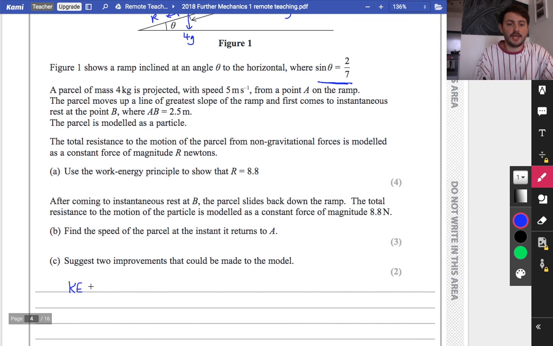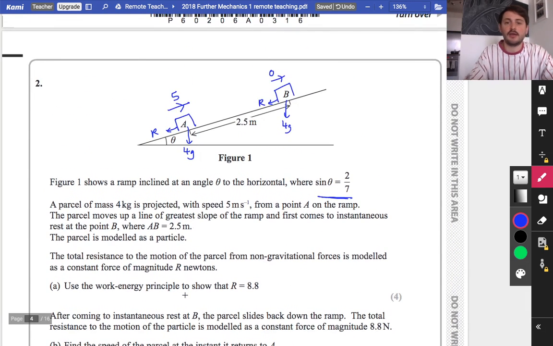The kinetic energy at A is going to be spent on two things. It's going to be spent on converting it to the gravitational potential energy at B, and it's going to be spent on the work done against the resistance, but I'm still going to call it the friction here. So the kinetic energy at A is a half times the mass times the speed squared. Then we're going to work out the gravitational potential energy at B.